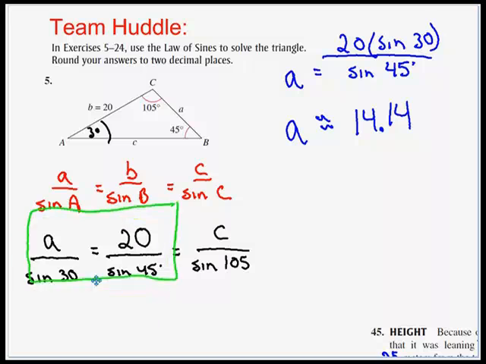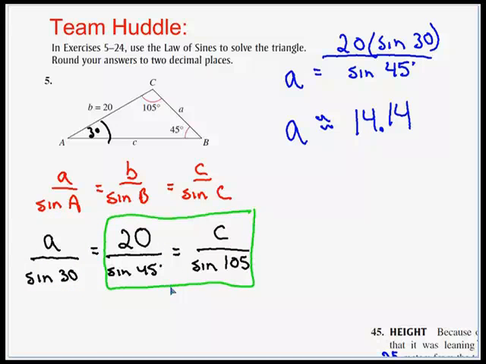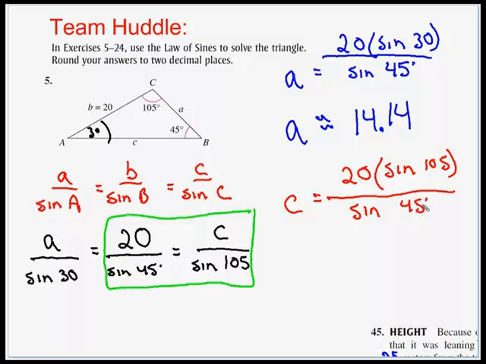And now we want to look at the other proportion. We're going to cross multiply here to solve for C. C is equal to 20 times the sine of 105 divided by the sine of 45. And we punch that into the calculator and get C as approximately 27.32.